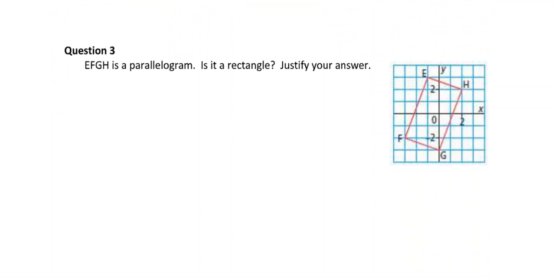Okay, so this one says we've got E, F, G, and H as a parallelogram over here. Is it a rectangle? If this thing really was a rectangle, then a rectangle would have 90-degree angles in all of the corners. So in order for that to be true, this line should be perpendicular to this line, you guys kind of see that? And this one should be parallel to this one. So really, we just have to find the slopes of these things.